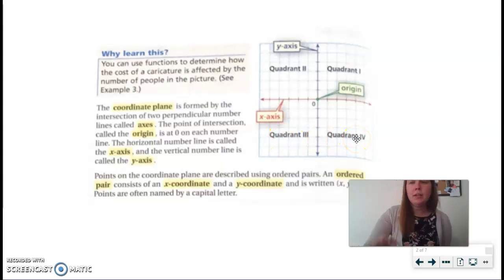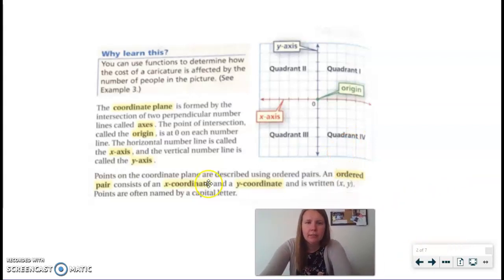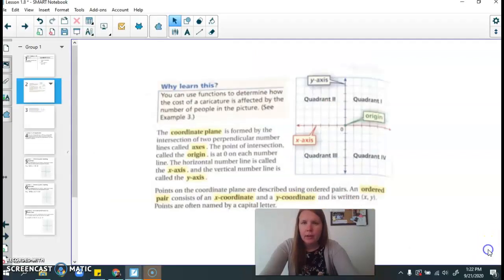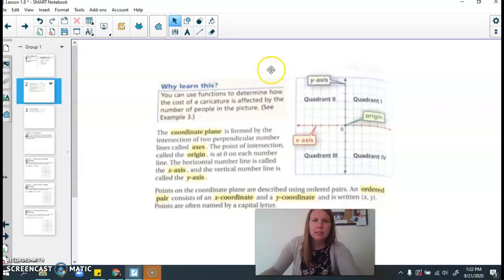And remember, your ordered pairs are always written. So it says an ordered pair consists of an x-coordinate and a y-coordinate. And it is written as (x, y). Points are named with capital letters. So if they were to actually give you like, hey, point C, where is point C? It's going to be with a capital letter.